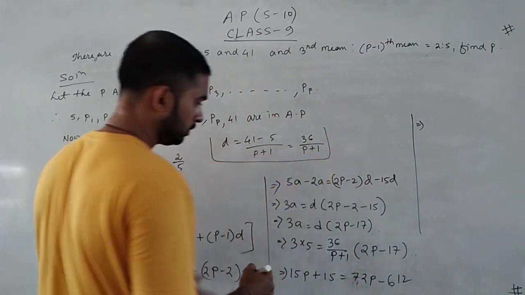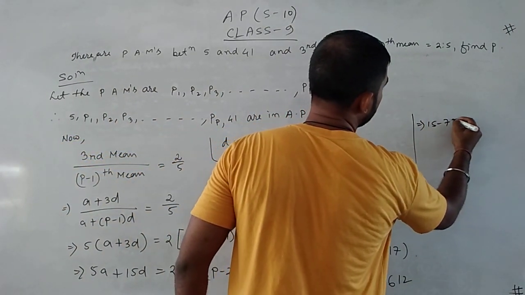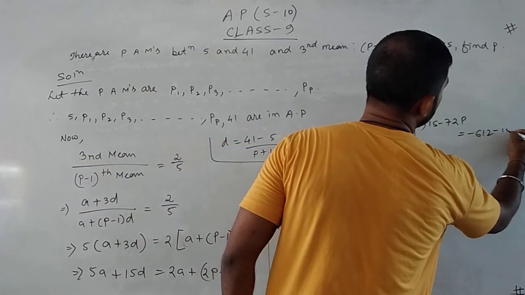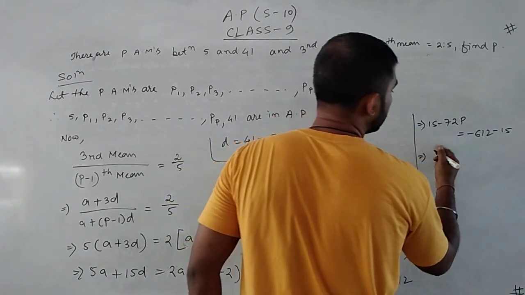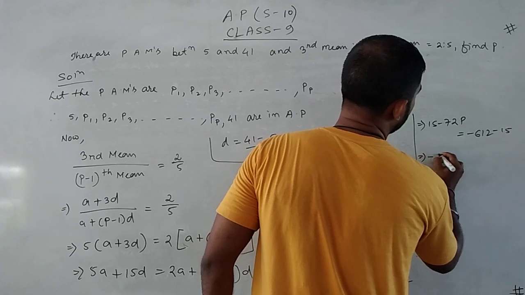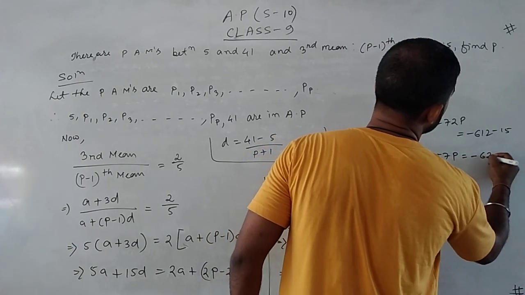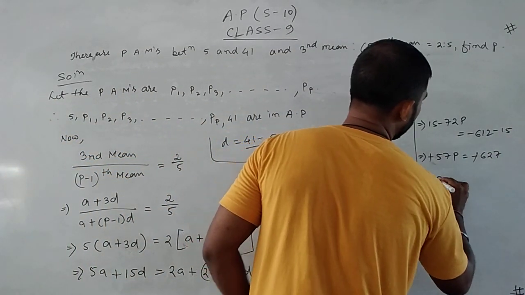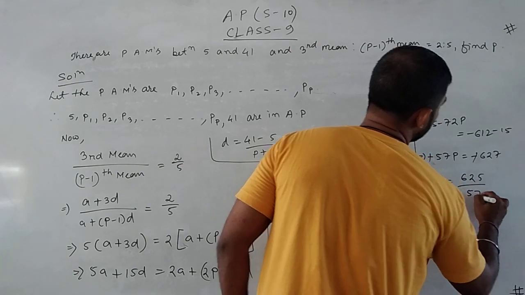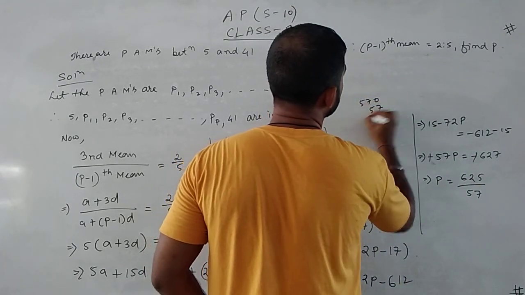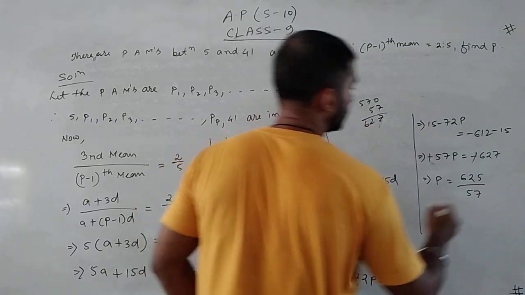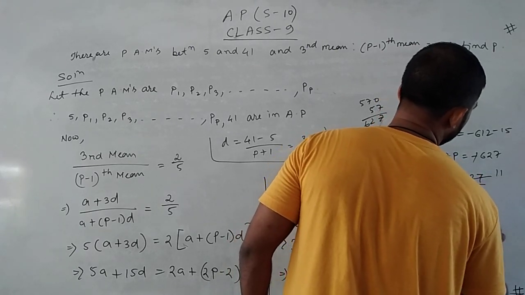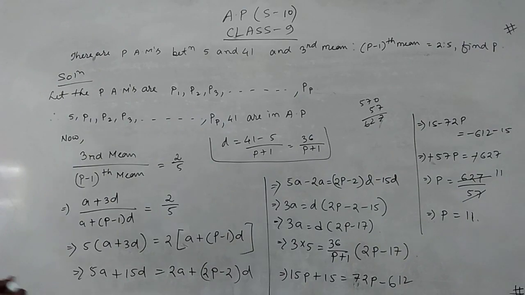So 15p minus 72p equal minus 612, which gives minus 57p equal minus 627. Minus cancels on both sides, so p equal 627 by 57. Now 57 into 11 is 627, correct. So p equal to 11.